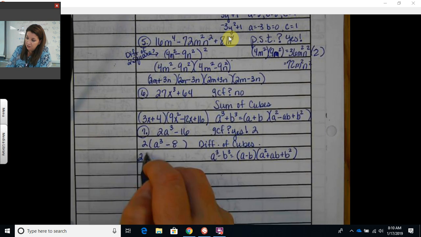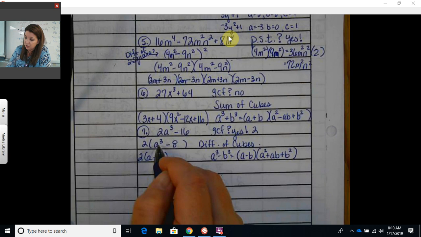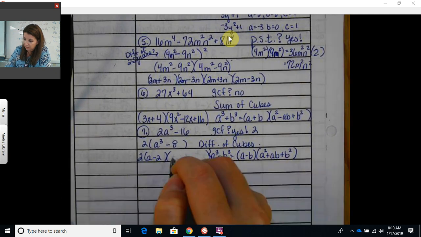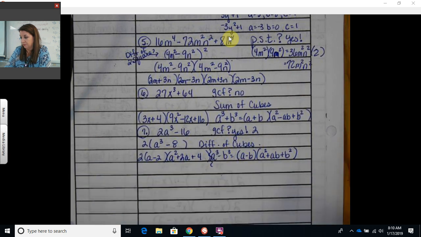In my first set of parentheses, what am I going to have? A minus 2. Cube root of the first term, cube root of the last term, it's minus. Next set of parentheses: a squared plus 2a plus 4. Very good. For this quadratic, I would need two numbers that multiply to get 4 and add to get 2. It's not possible. It can't be factored any further.